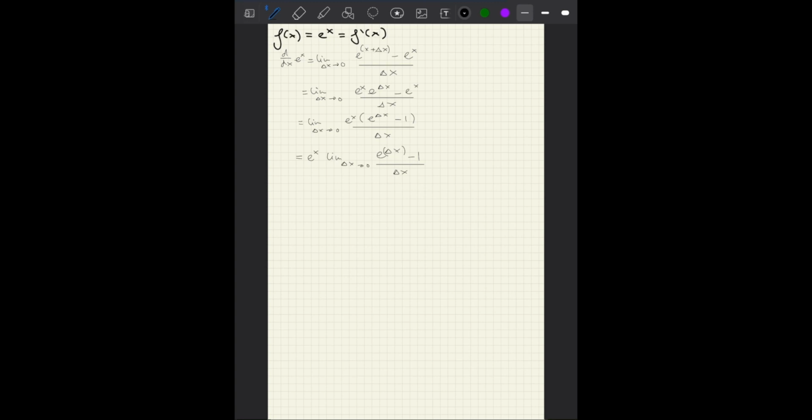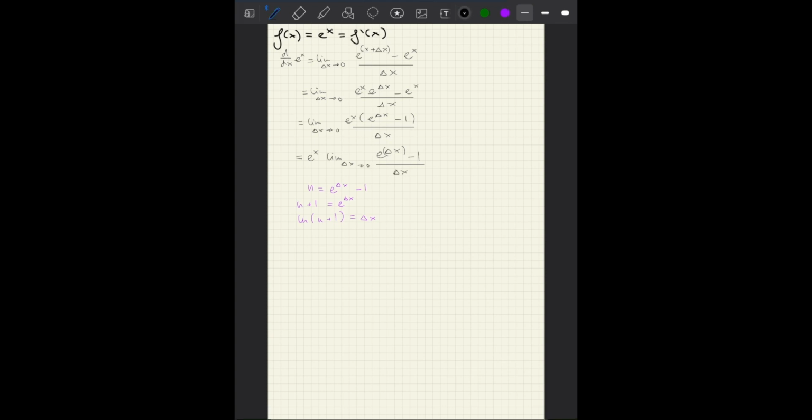Now this was the pretty simple part. To move forward, we're going to have to introduce a substitution of variables. And our substitution of variables is going to be, we're going to use n, where n is going to equal e to the power of delta x minus 1. And then if we rearrange this, we have that n plus 1 is equal to e to the power of delta x. And then we have that the natural log of n plus 1 is equal to delta x, because the natural log of e to the power of delta x is just delta x, right? These are rearranged equations that we will use.